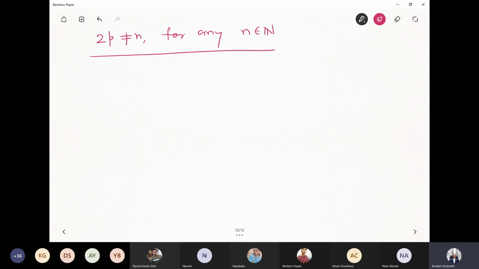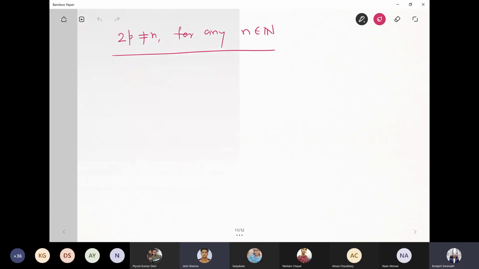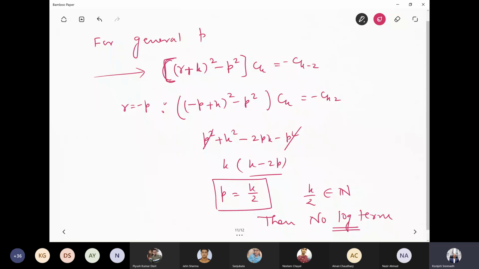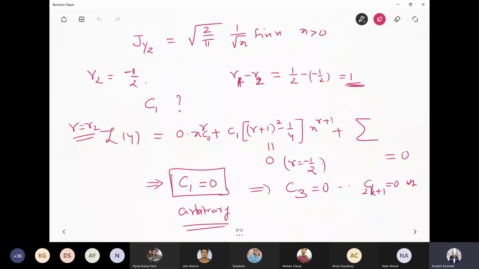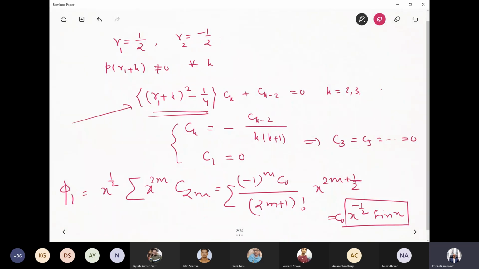Do you have any questions? Sir, how do we get that equation for general p? This equation, you mean? Yes, sir. This is a recurrence relation, right? This is what we have here: (r + k)² − p². I took p equals half, therefore I got 1 by 4. Otherwise you get p².